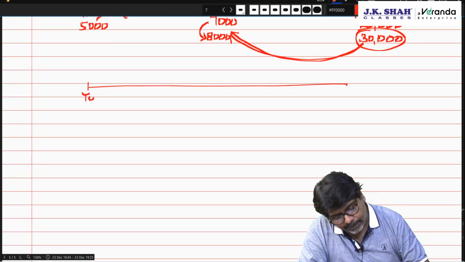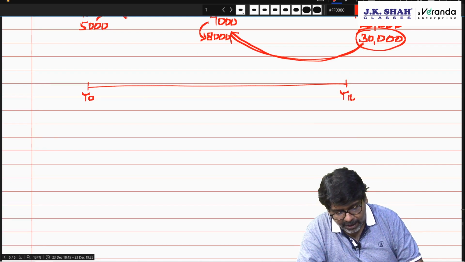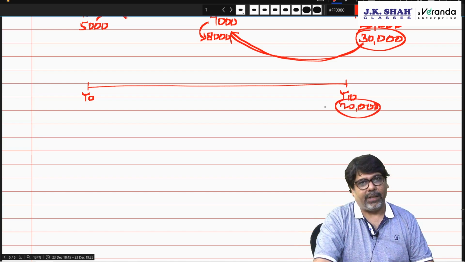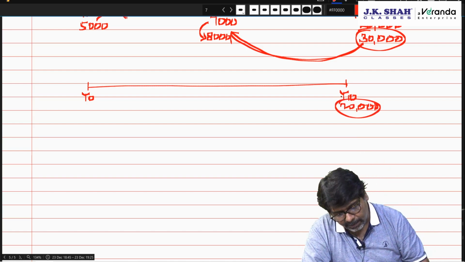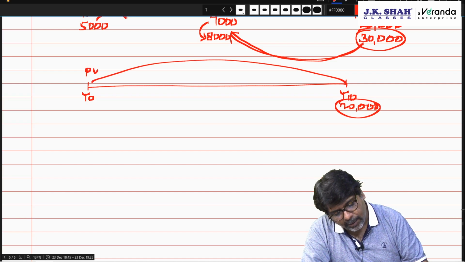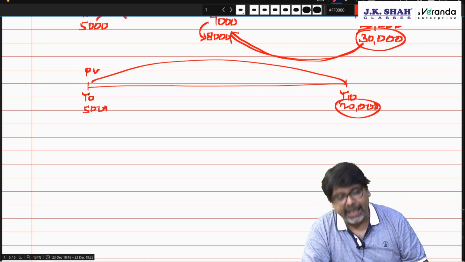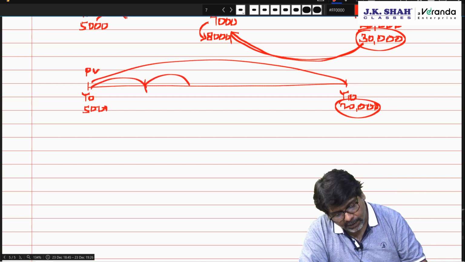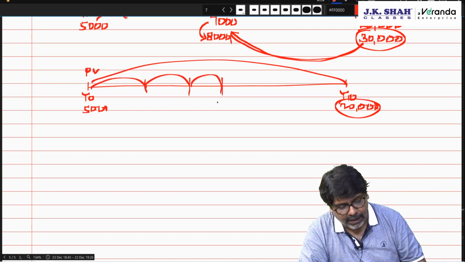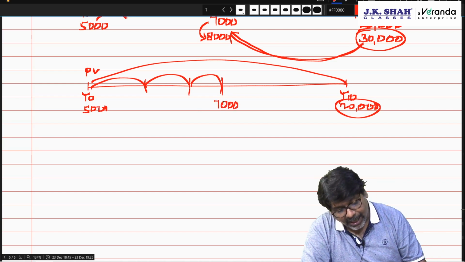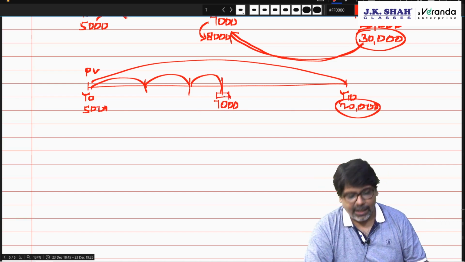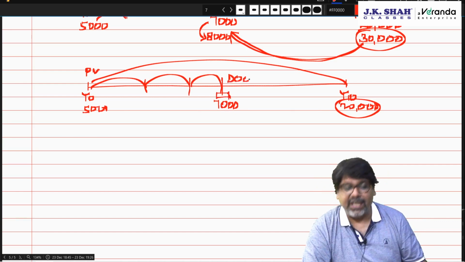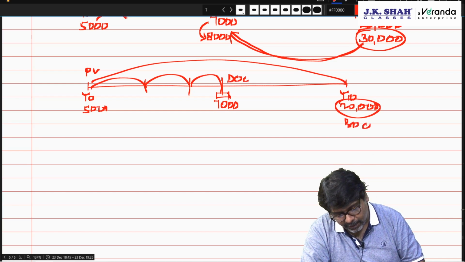Year 0, year 10. We estimated that the provision will be 20,000. We have to spend 20,000 for site restoration after 10 years. So we found out its present value. Present value, it came to 5,000. Then it is unwinding every year because of interest. So year 1, year 2, year 3, after unwinding interest, suppose it comes to 7,000. 3 years ka interest is unwound. Now over here, this is the date of change, DOC. At the date of change, now this should be 30,000.